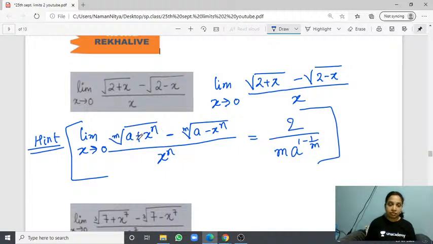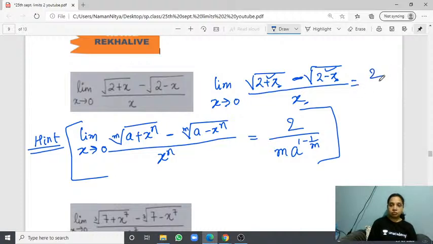Okay, see here: (a plus x) power n, (a minus x) power n. First the positive term and then a minus x. It should be in that order only, with a subtraction sign in between. Limit x tends to 0. If here we have x, then in the denominator also we should have x only. Then only you can apply this formula. Using this formula, I will get the answer easily in 10 seconds.